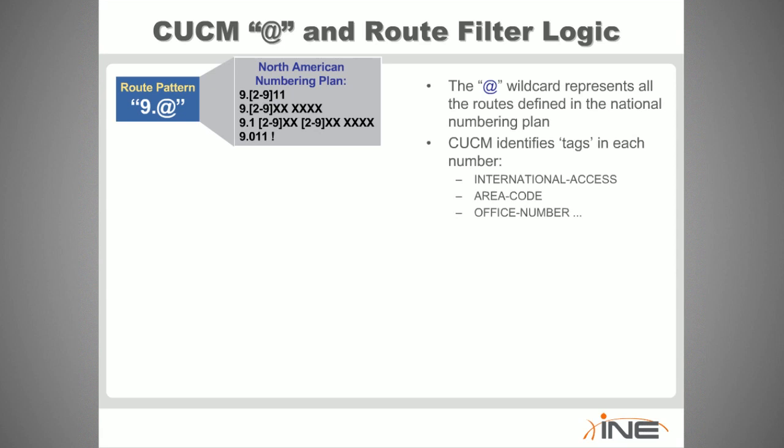Okay, so looking at the third pattern, that's that 9.1, and then the first 2 through 9, that indicates the area code. And that's where we see the CUCM identifies the tag as that area code. International access, okay, so that's the 011 as part of the fourth pattern. So these are the different tags that map to the various parts of the numbering plan. And again, if you Bing or Google the North American Numbering Plan, or just NANP, you will see how these tags are actually set up. So CCM route filters call these tags with the proper ITU-T E.164 naming convention.